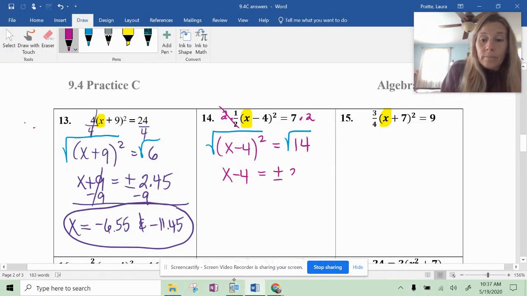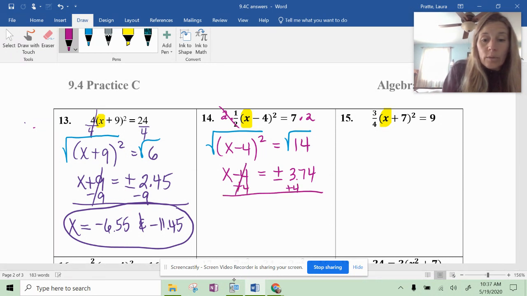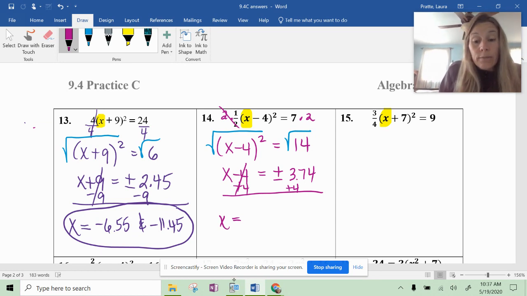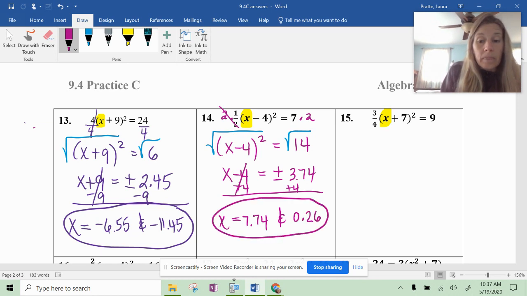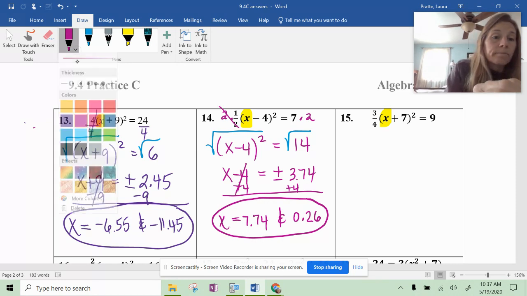3.74. So now I add the 4 to that, and I get my two answers, because I'm going to do 3.74 plus 4, which is 7.74. Then I'm going to do negative 3.74 plus 4, and I'm going to get 0.26. And those are my two answers.